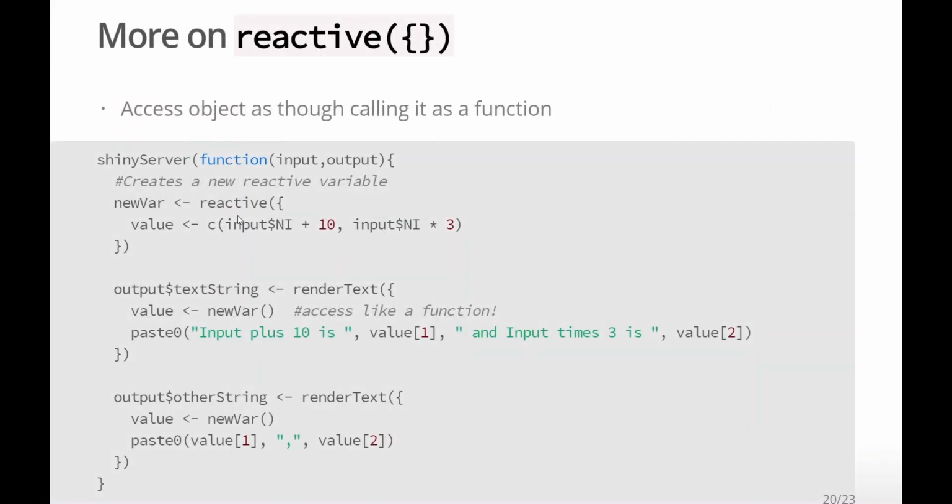So here's an example where I'm doing something and then I want to save that and use it in other places more than once. So same exact example, we're returning a vector with 2 things that depends on our inputs. And now I'm going to reference that in my text string, and I'm also going to reference that in my other string. And that just saves me from having to write this code in both of those render functions.